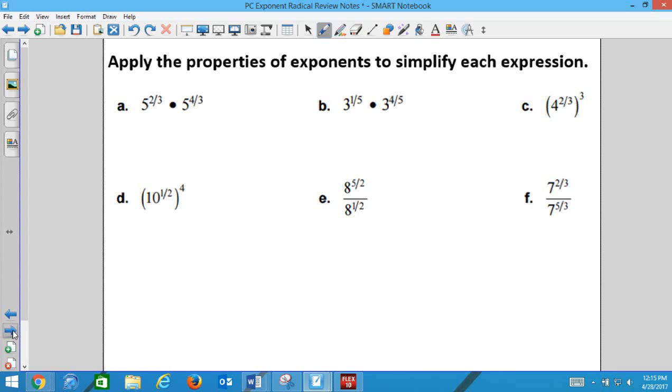When you are multiplying, you will never do the exact same thing to the exponents. So if we're multiplying, you're not going to multiply the exponents. It's never the same. You're going to add the exponents. So we have 5 to the 2/3 plus 4/3, which is 5 to the 6/3, which is 5 squared, which is 25.